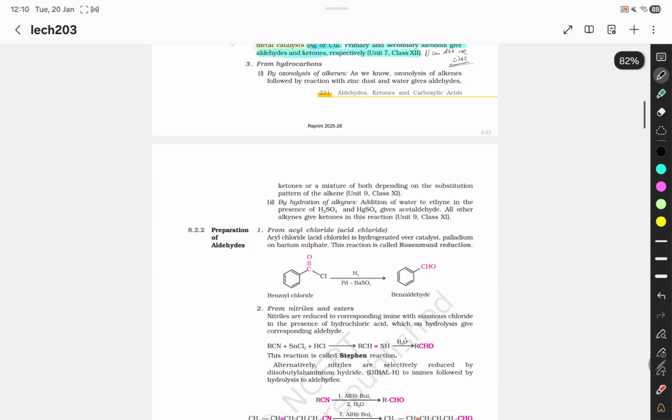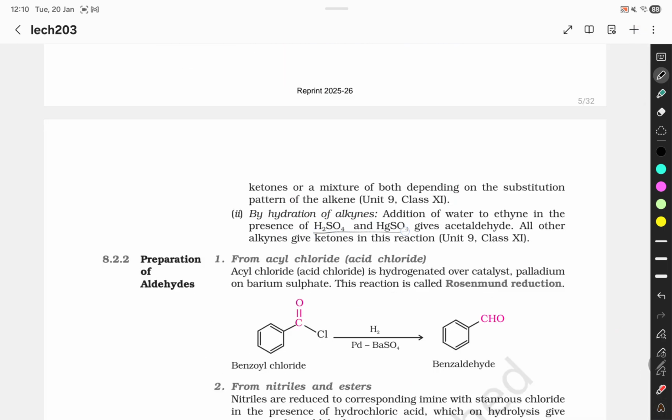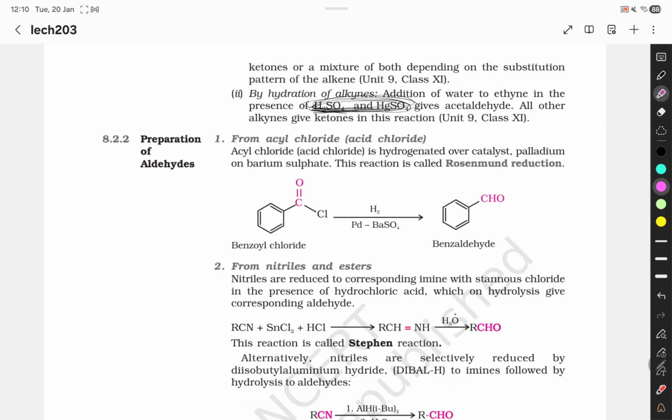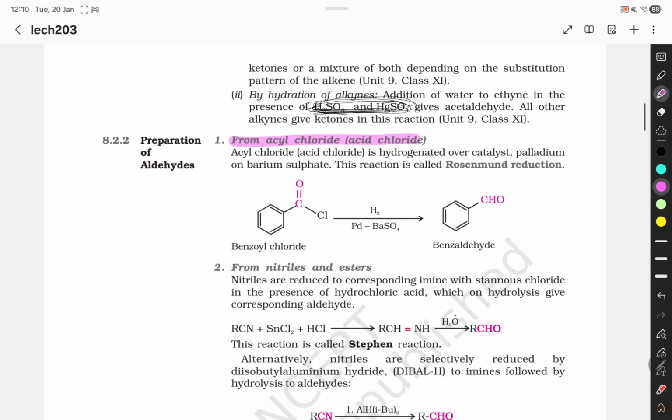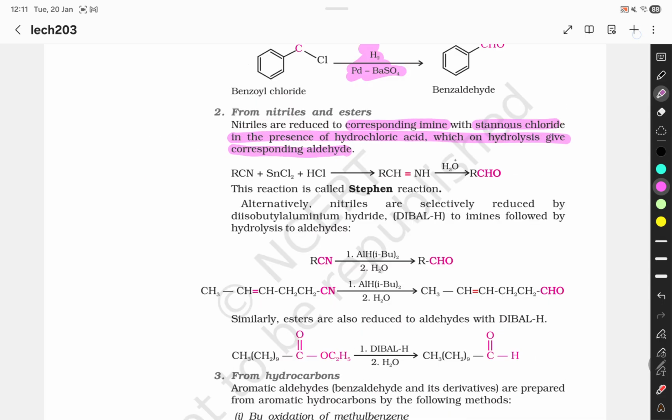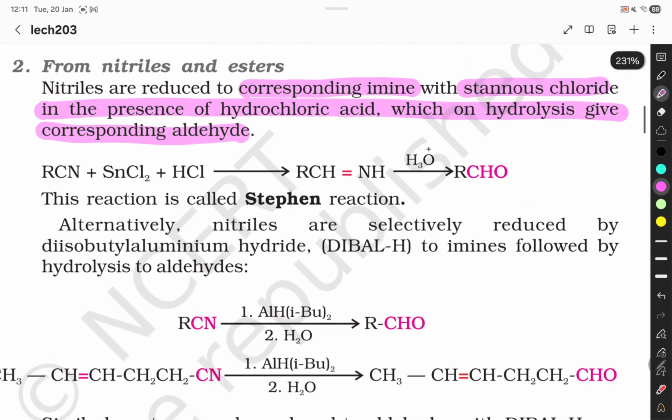Okay, that's the takeaway. And then we have the H2SO4, HgSO4 reaction, which is very common. Then you have preparation from acyl chloride, which you just use Rosenmund catalyst, which means palladium with barium sulfate or any catalyst poisoner. Guys, be careful while using Stephen reaction.